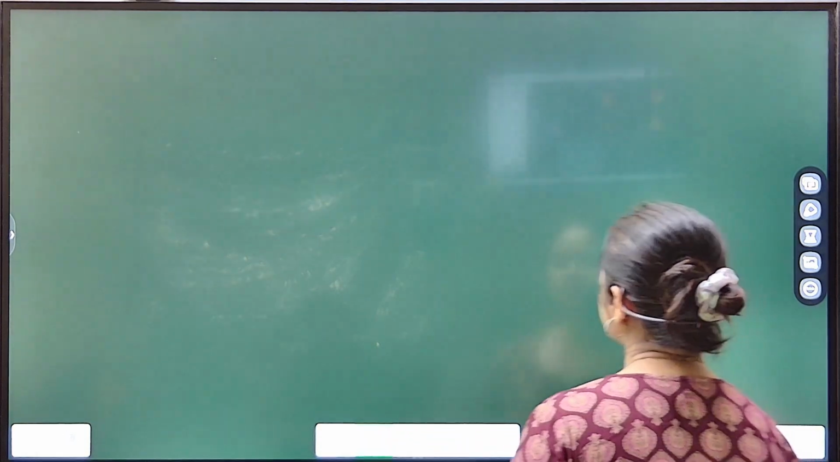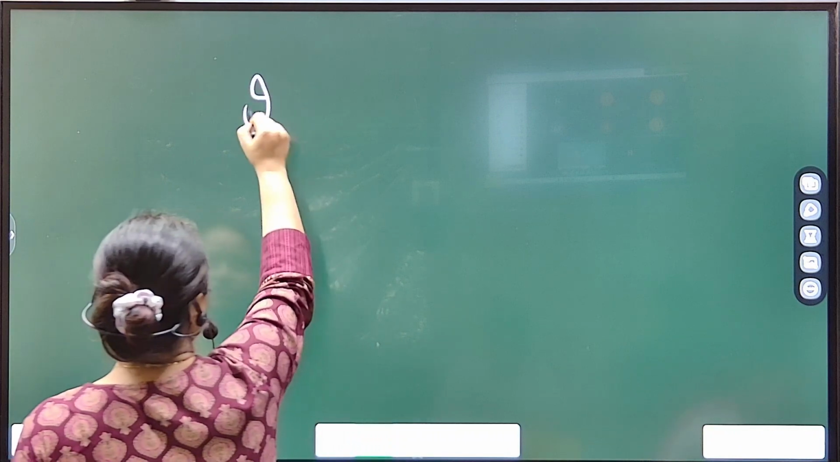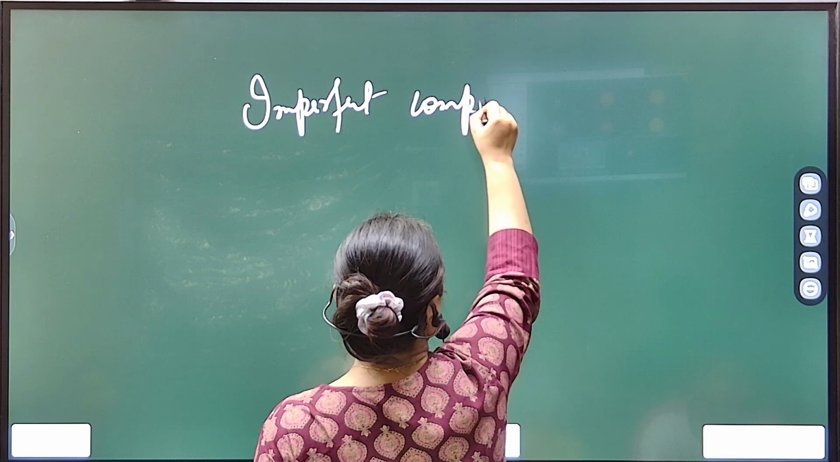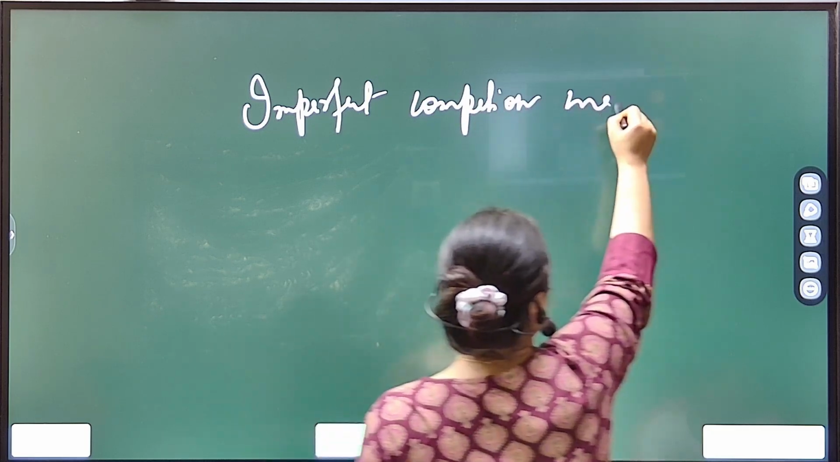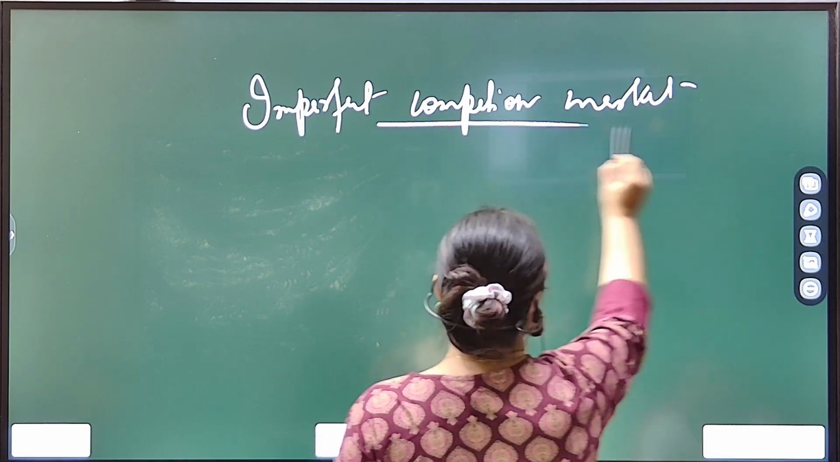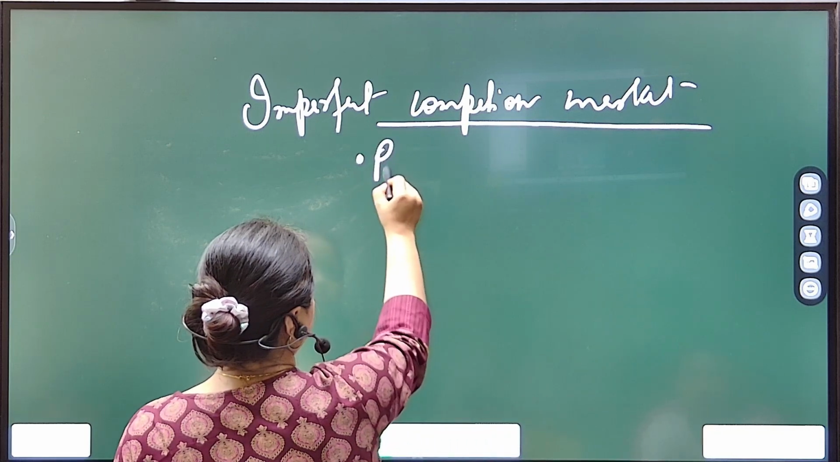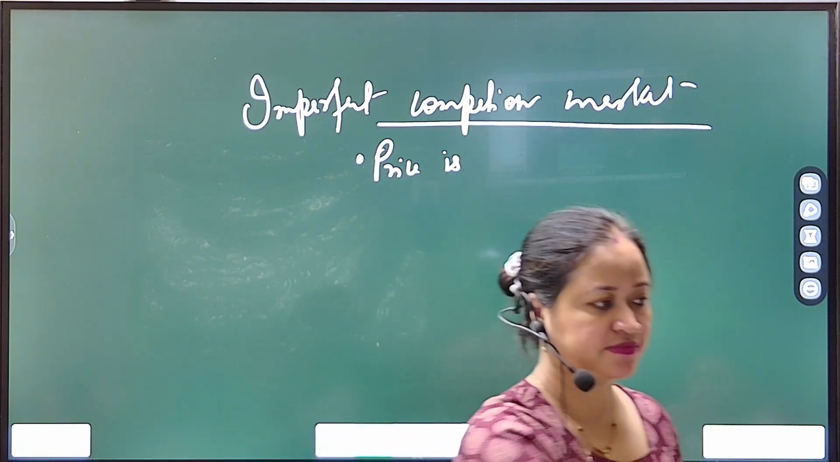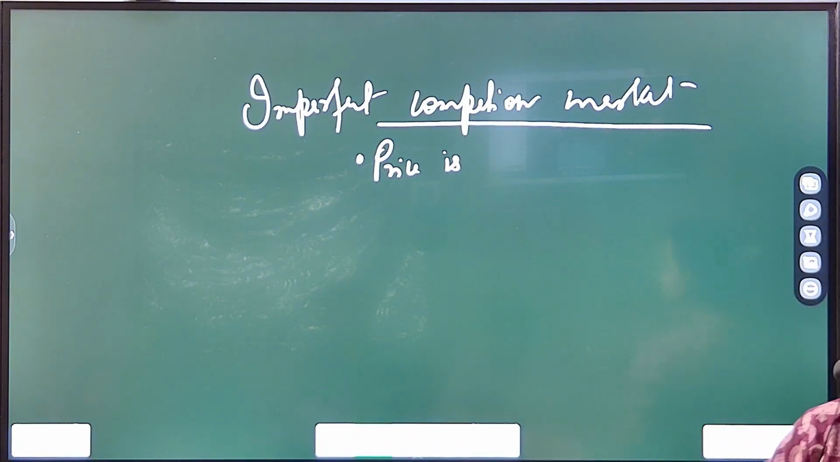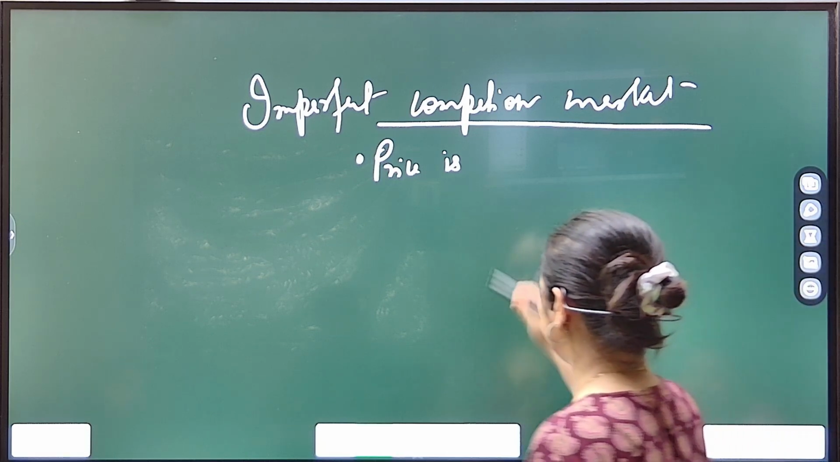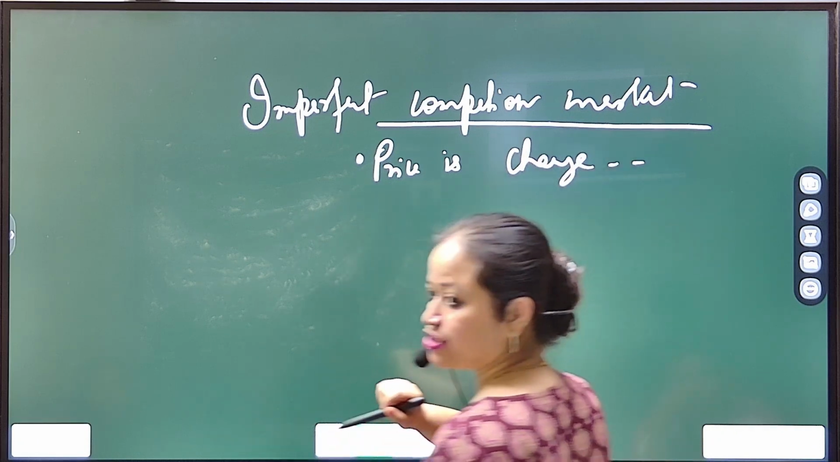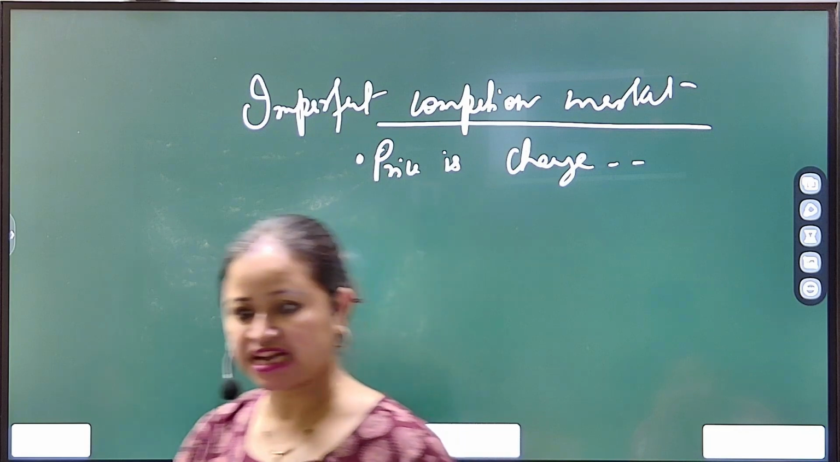So we are talking about the imperfect competition market now. So here, is price constant? No. In an imperfect competition market, price is changeable, right? You can change the price. You can decrease or you can increase the price.